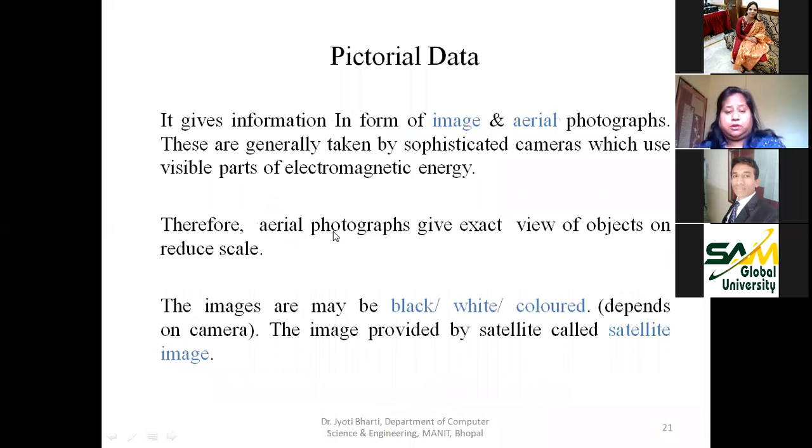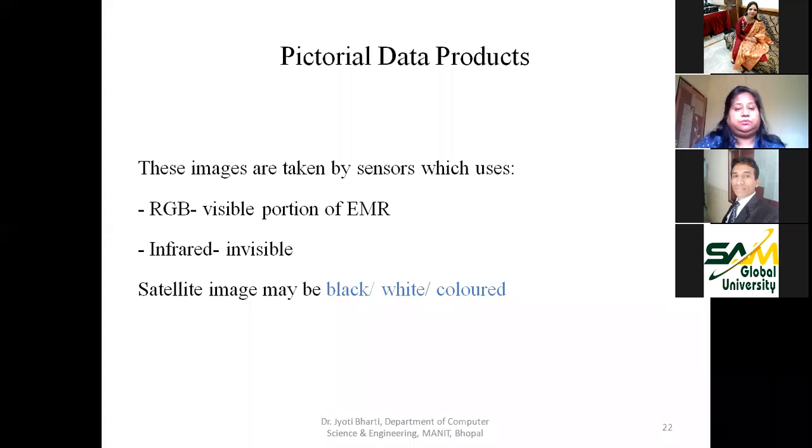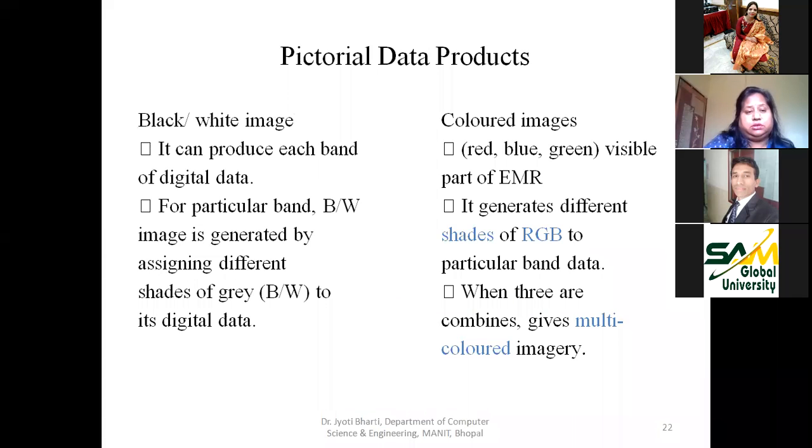And spatial data is a photograph, or in the form of an image. The image may be black and white, or maybe color. It depends on the camera or the satellite. The pictorial data representations are RGB visible portion, infrared, and satellite image. Now the pictorial representation: colored and black and white.